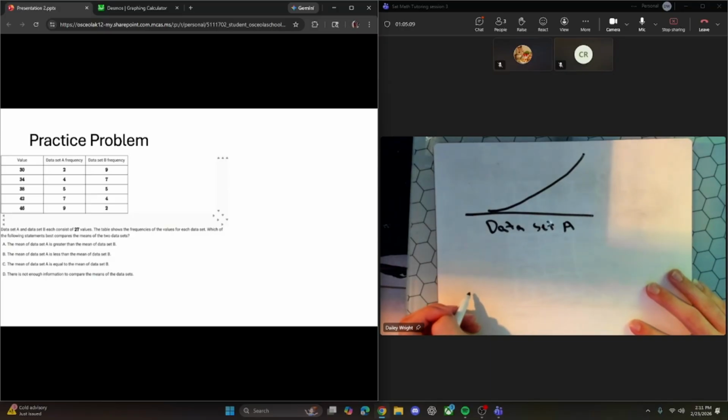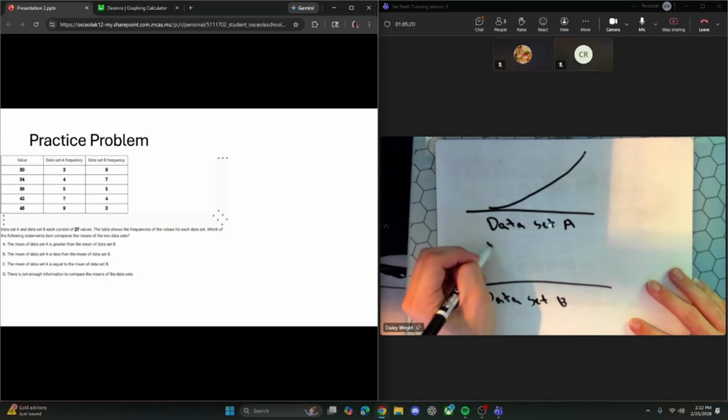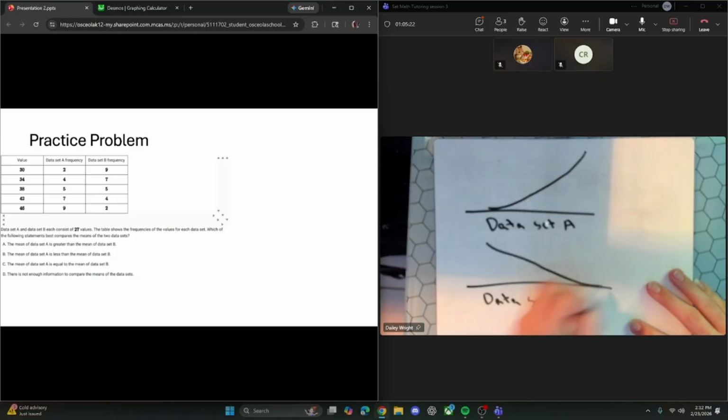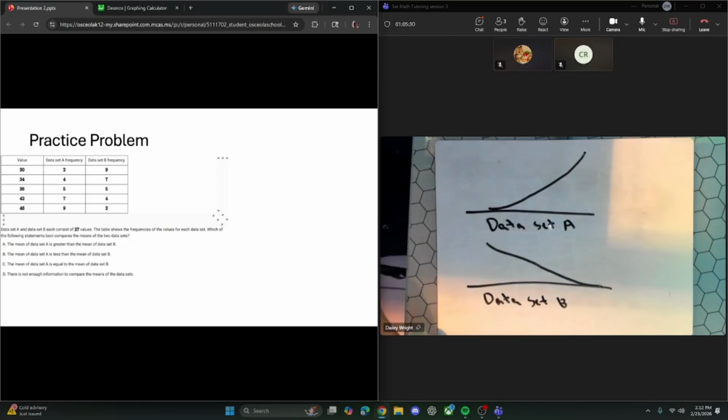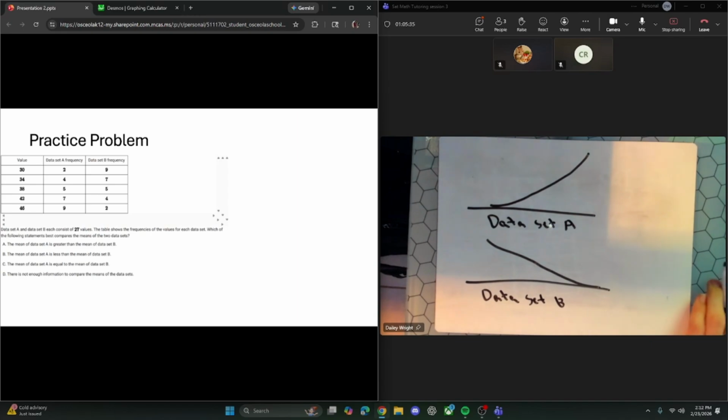If we drew out dataset B, dataset B is going to get smaller as it goes along. Those bigger numbers increase your mean. So the mean of dataset A is going to be greater than the mean of dataset B.